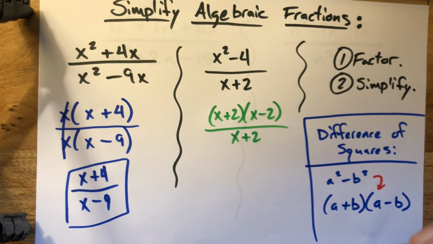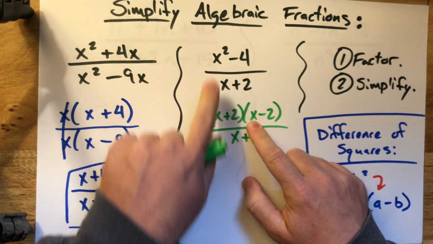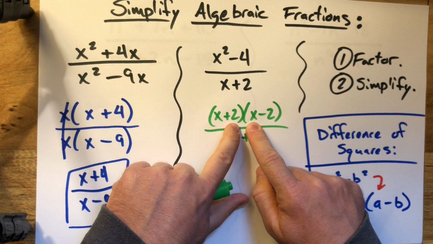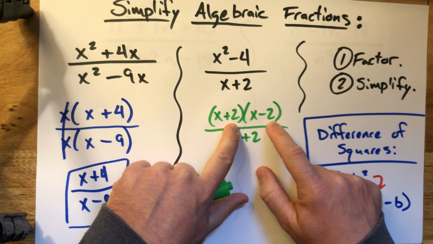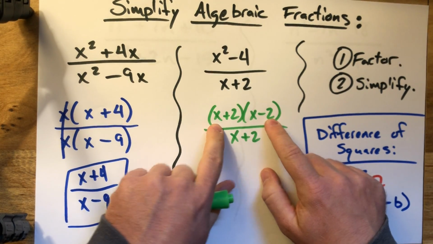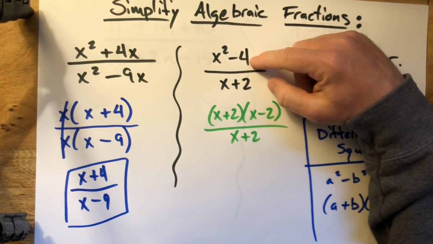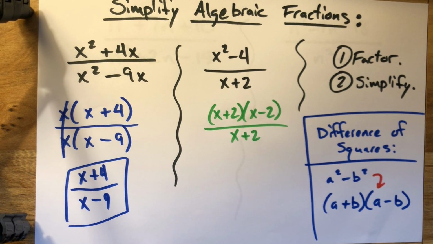Let's double check that with FOIL. If we go first times first, we get x squared. Outsides would be negative 2x. Insides would be positive 2x. And last would be negative 4. So the negative 2x and the positive 2x cancel out to 0, leaving us x squared minus 4. That's just to double check that we actually did our factoring correctly.